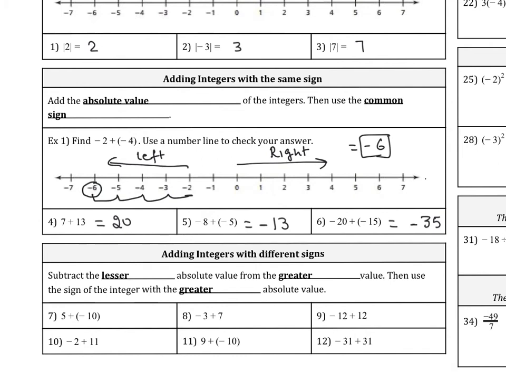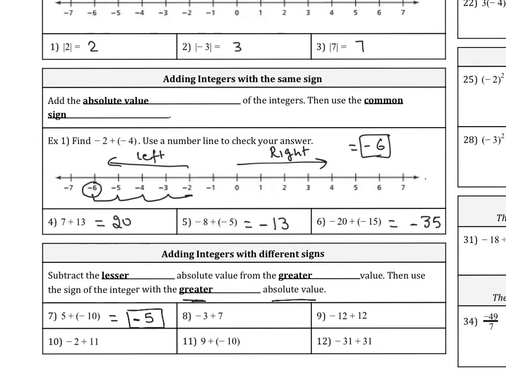Now let's look at adding integers with different signs. Subtract the lesser absolute value from the greater absolute value. Then use the sign of the integer with the greater absolute value. So the sign of the result that you're going to carry is the one that is with the greater value. For example, we subtract the lesser from the greater. So 10 minus 5, that's 5. And the sign here would be that of the greater number. The greater number here is 10, and the sign of 10 is negative. So you keep the sign of the greater number.